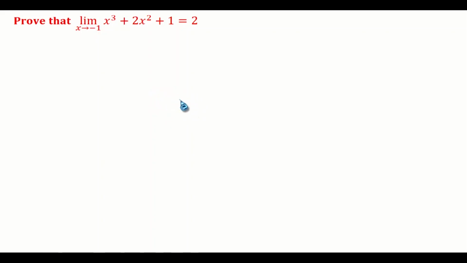During the live stream next week, Saturday, so I think that will be the 28th, at the same time, we're going to look into the remaining 3 parts: when you have a rational function, a square root and a cube root function. How can you prove their limit? That will be part 2 of this video. Until then, enjoy yourself and practice a lot.